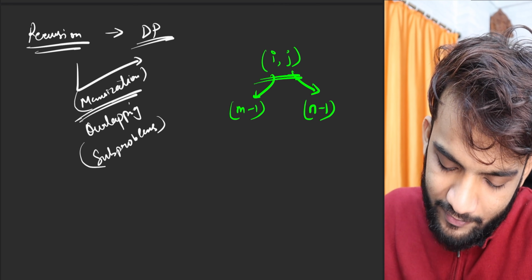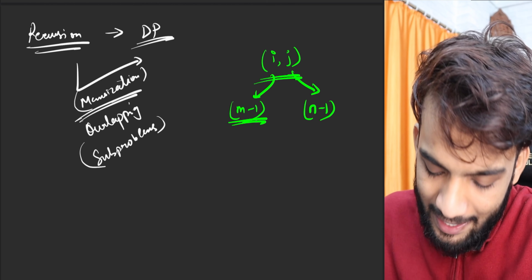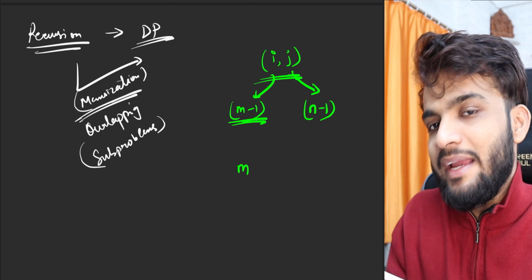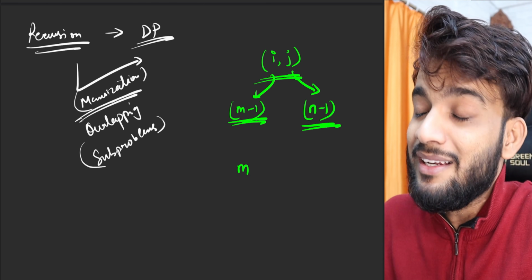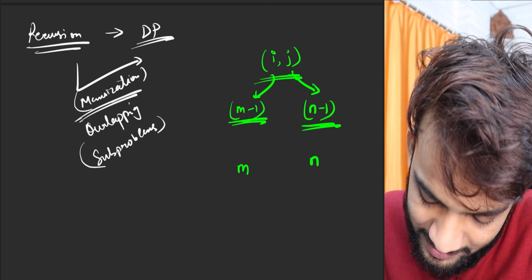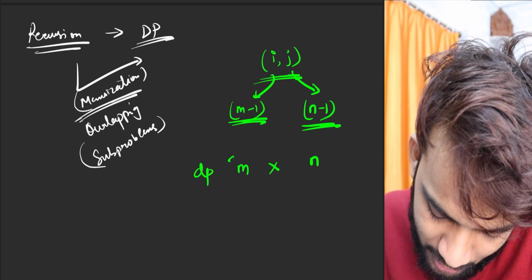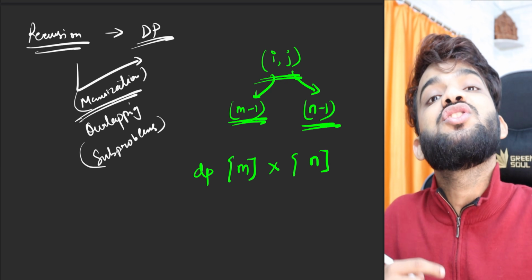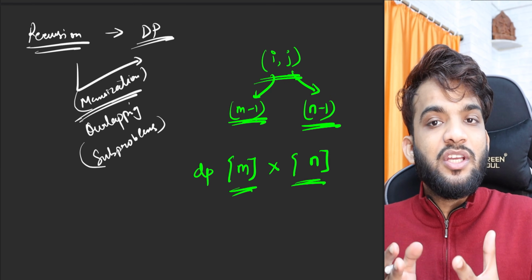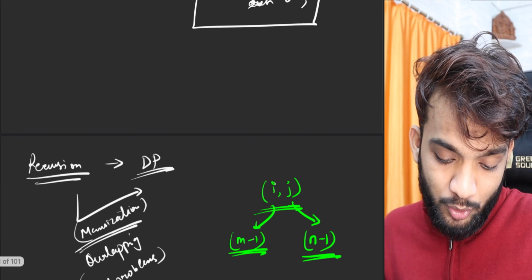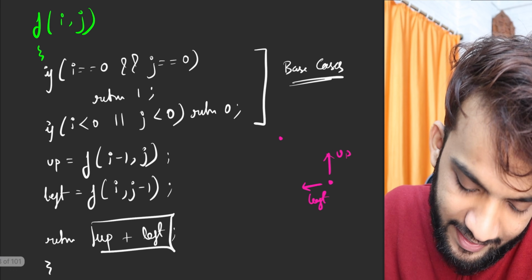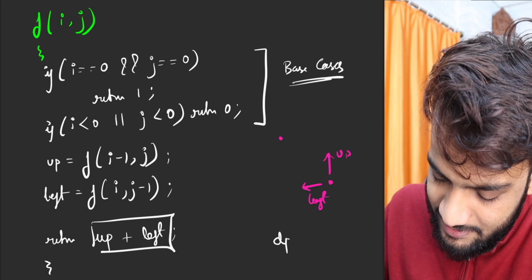So I can say if I require the index m minus 1, I will have to declare an array of size m, because if I declare an array of size m, I will get the index m minus 1. Similarly, in order to get an index n minus 1, I have to declare an array of size n. So basically I can say I will be requiring a dp of m cross n, which is a 2D dp of m cross n. So if I have a 2D dp, I can convert this into a memoization solution. So how do you convert this into a memoization solution? Again, very straightforward. Step 1, declare the dp of size m n.